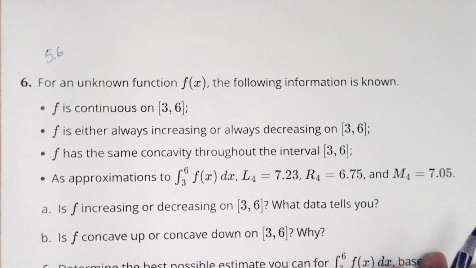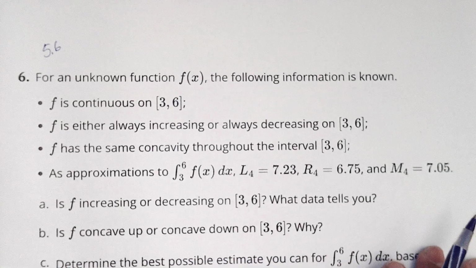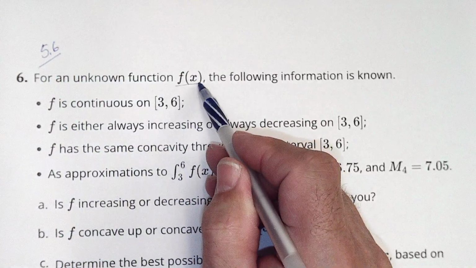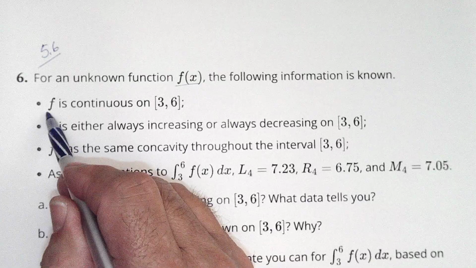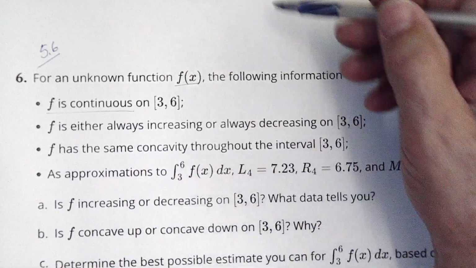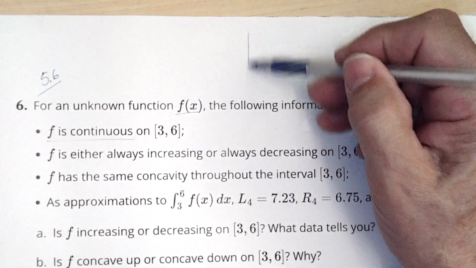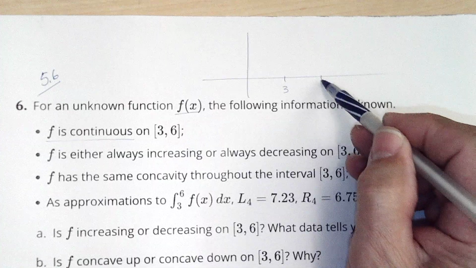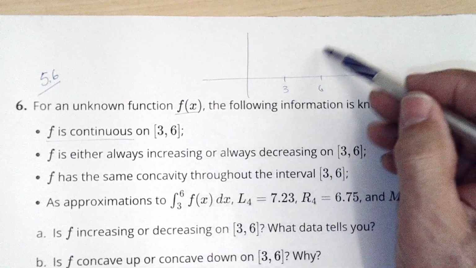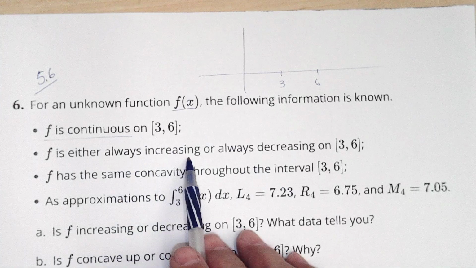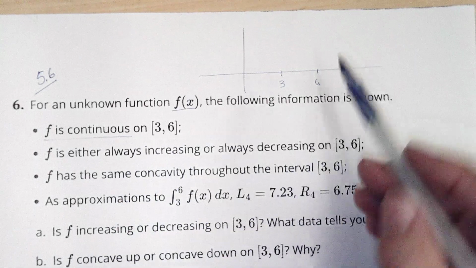Okay, we're going to look at number 6 on 5.6. So f of x is continuous, so there's no breaks from 3 to 6. So I'll go to here and say we're talking from 3 to 6. It flows nicely somehow. It is either always increasing or always decreasing.